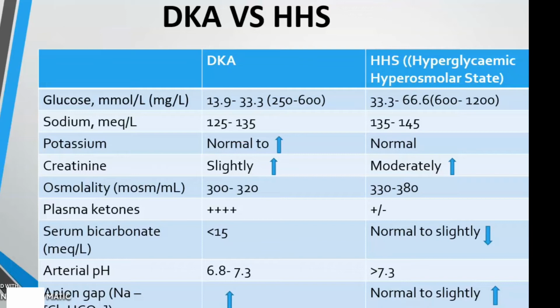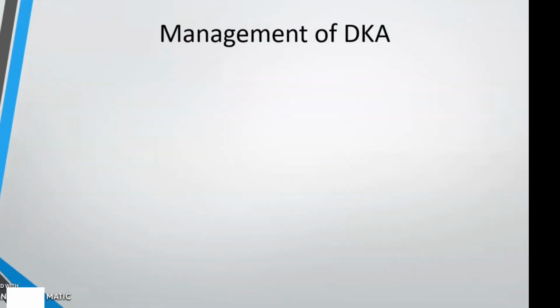Now, the plasma ketones in DKA is markedly elevated. That is a hallmark of DKA, markedly elevated plasma ketones. There's metabolic acidosis, and the serum bicarbonate level is less than 15. Now, for the arterial pH, for DKA it is less than 7.3, between 6.3 to 7.3, and then for HHS, the arterial pH is more than 7.3, and then the anion gap in DKA is increased, as against HHS, which should be normal or slightly increased.